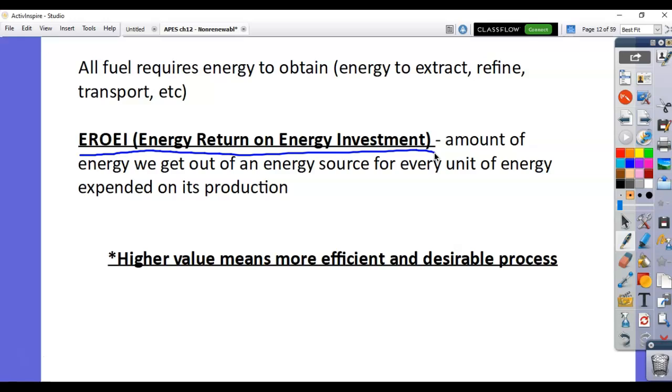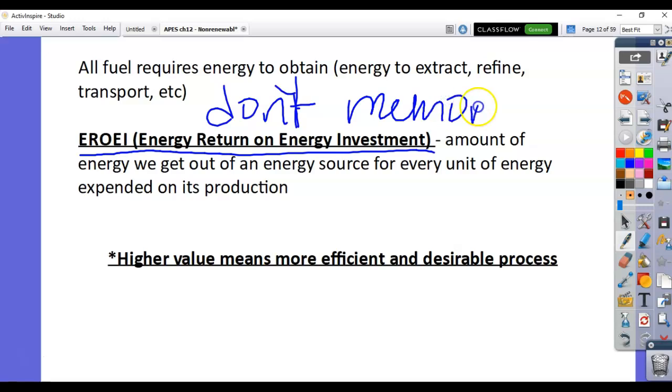I want you to write this down because it's kind of important. It's important to understand, but they don't really test you on it on the AP exam. So I want you just to write it, don't memorize it. The reason I want you to know it is because it's a big deal when we talk about coal, okay?